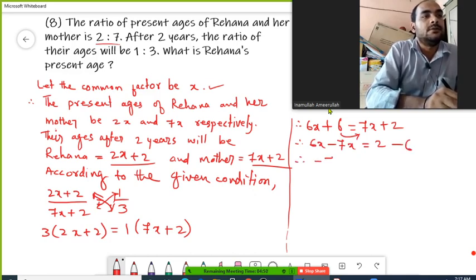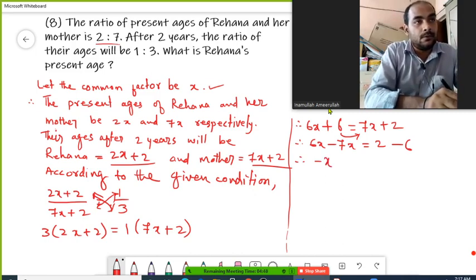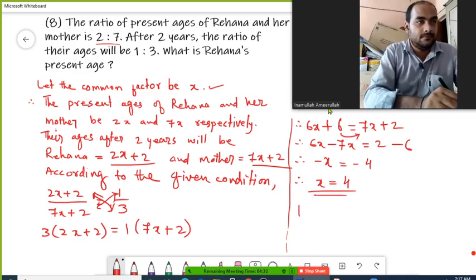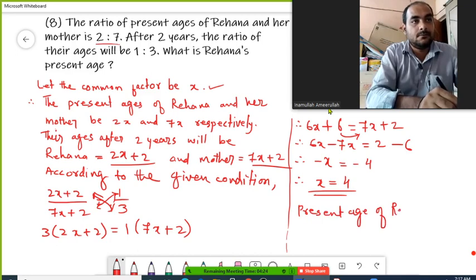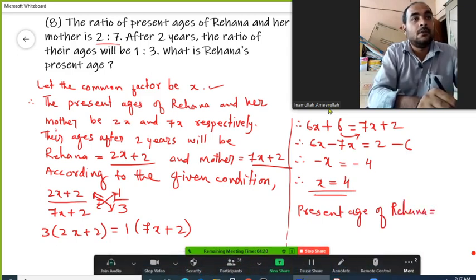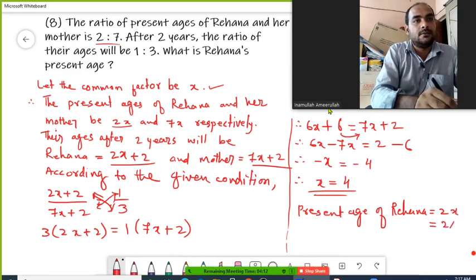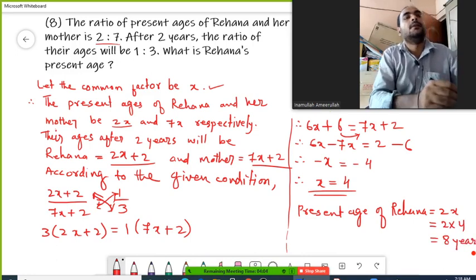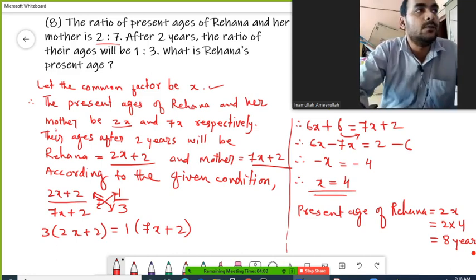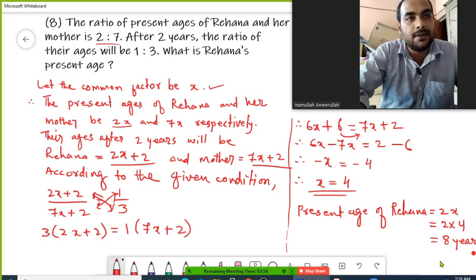So this is minus x equals minus 4. So x equals 4. Now the present age of Rehana is 2x. So here we can take 2x: 2 into 4 is 8 years. This is your final answer. The question was to find the present age of Rehana, and we found that the present age of Rehana is 8 years.